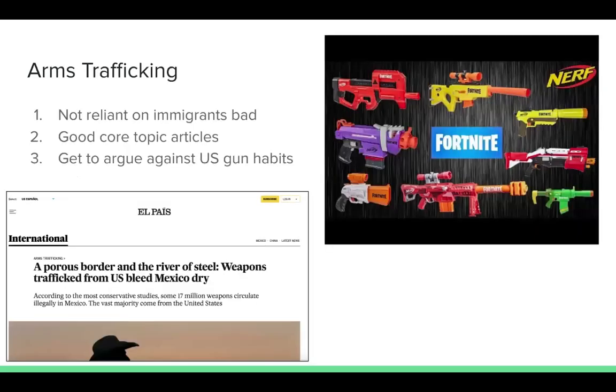So now on to all of the arguments for the affirmative that I think are pretty cool. The first one that I want to talk about is arms trafficking. This is one of my favorite arguments on this topic because, one, there's a really cool article that I found that can make most of the argument by itself, as well as it's one of the few arguments that's not reliant on immigrants being bad.